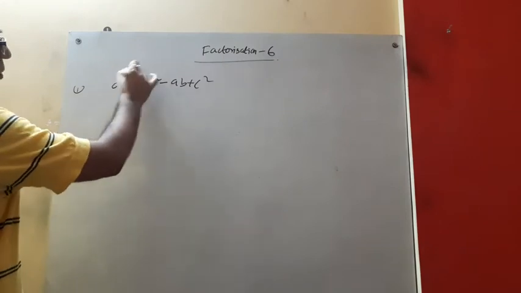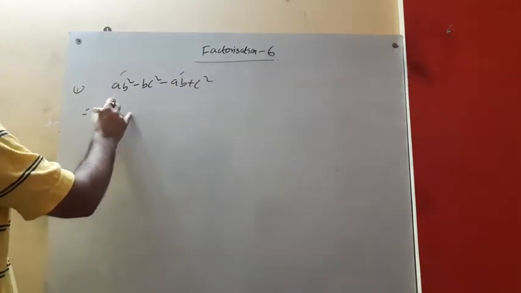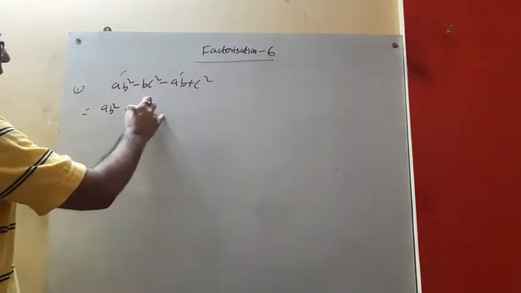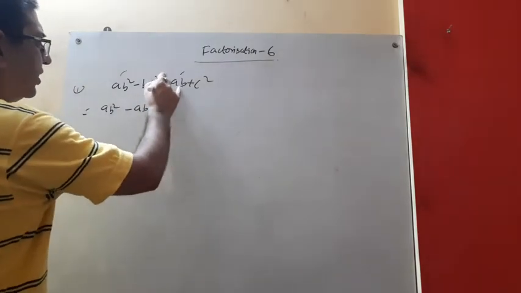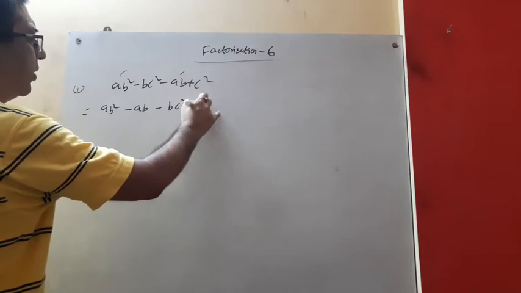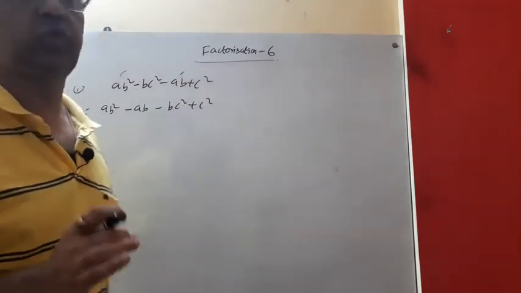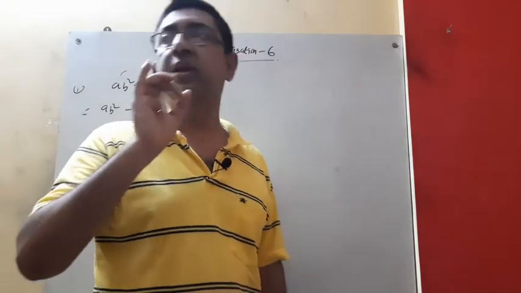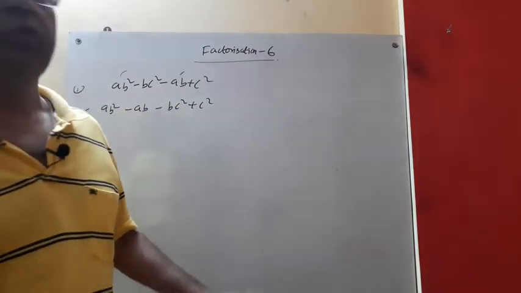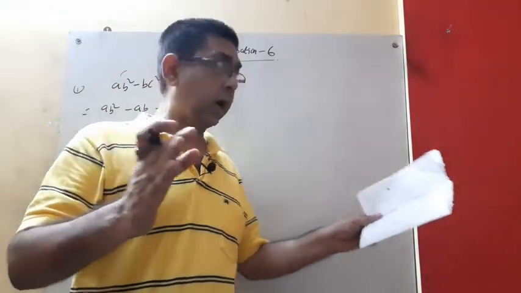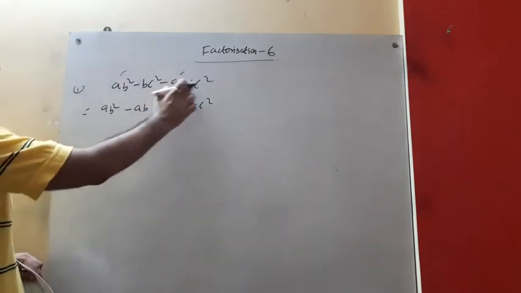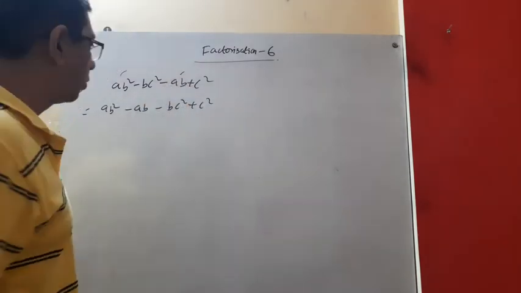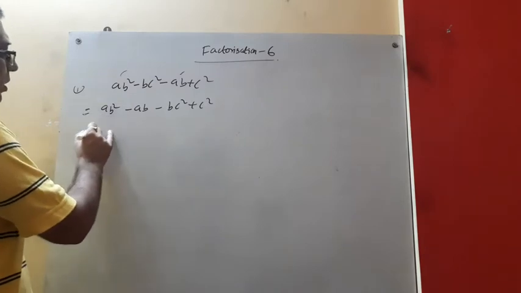From this one and this one, what are we getting? AB square, and AB is also given, so we'll write the terms together. And here is also C square, here is also C square. We have to choose which terms we will arrange together: this one and this one, and this one and this one. Then you go for grouping of terms.